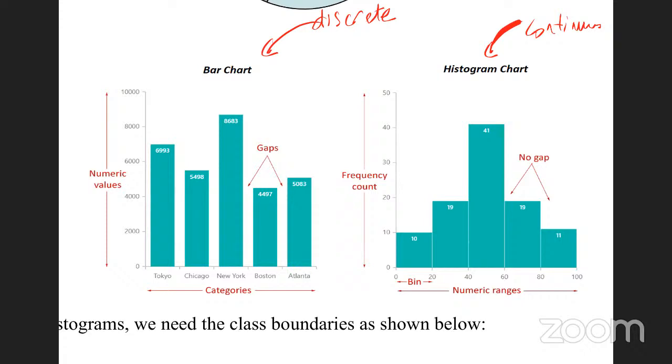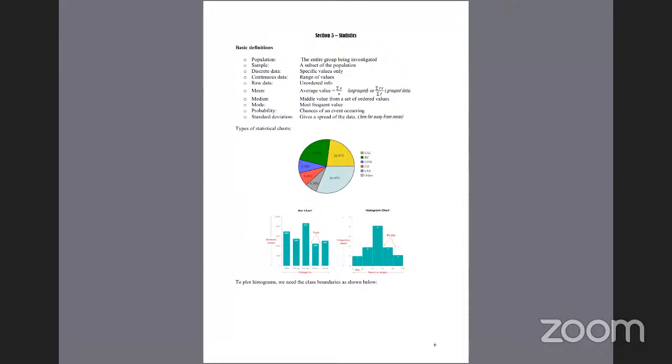That's okay? All okay with that? Make a note of that, right? Discrete data, bar charts. Continuous data, histogram. Histogram has no gaps, right?